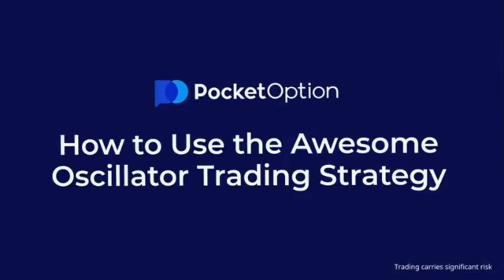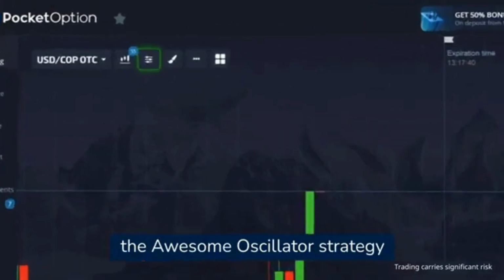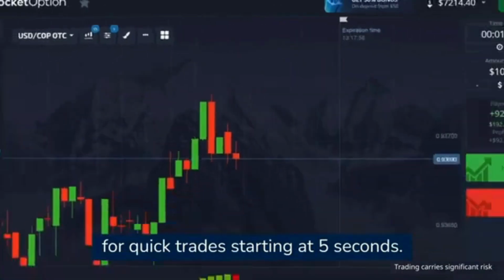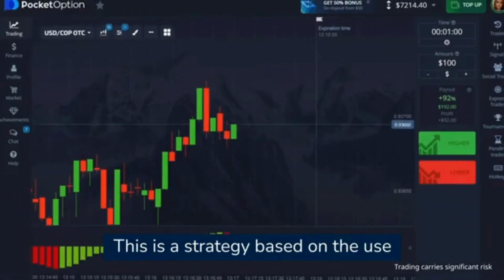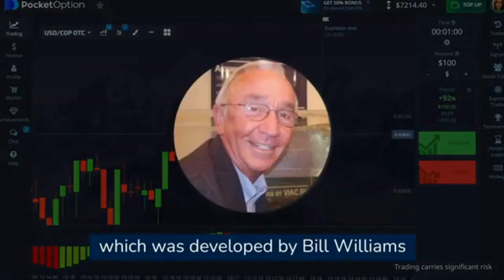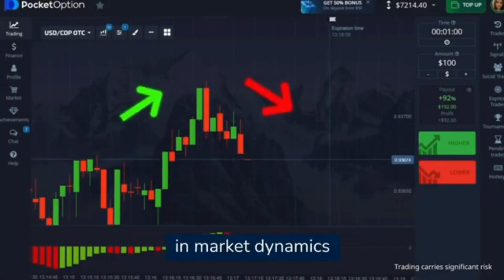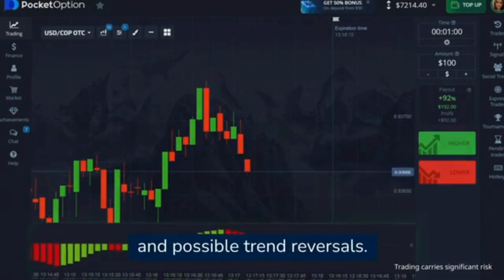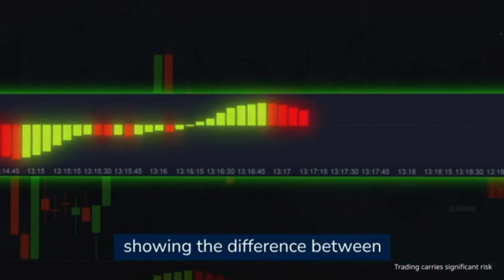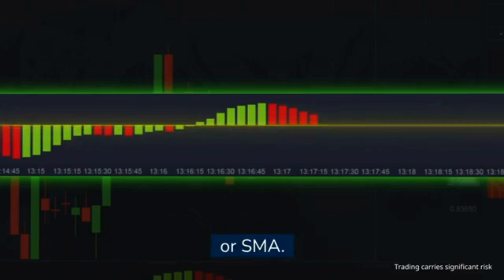How to use the Awesome Oscillator trading strategy. Today we will show you how to use the Awesome Oscillator strategy for quick trades starting at 5 seconds. This is a strategy based on the use of the Awesome Oscillator, AO, indicator, which was developed by Bill Williams and helps to identify changes in market dynamics and possible trend reversals. The indicator consists of a histogram showing the difference between the 34-period and 5-period simple moving averages, or SMA.